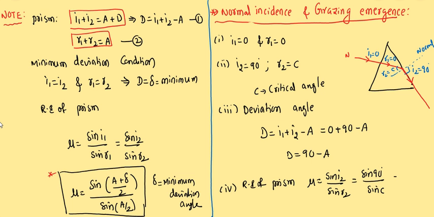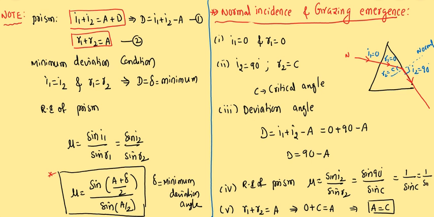Nu is equal to 1 by sin C. And one more point we write, we know R1 plus R2 is equal to A. Then from that, R1 is 0, then R2 is C, then A is equal to C. Then if we substitute C as A, we will also get 1 by sin A also. This is from the fifth point we are getting. This is the normal incidence and grazing emergence.